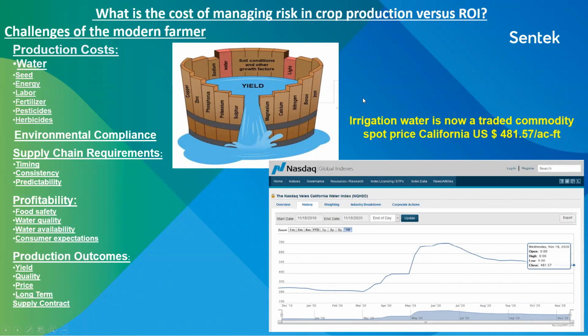In California, water is extremely scarce. Now it's a traded commodity. We can see that the spot market for water now is at $481 per acre foot. So for example, if you're growing almonds in California, you're probably looking at close to $1,300 an acre every single year if you're buying water on the open market. So that's just to bring some values and economics behind water usage.